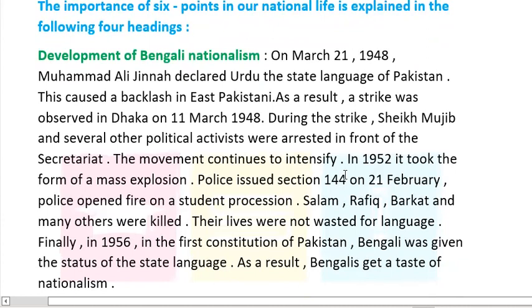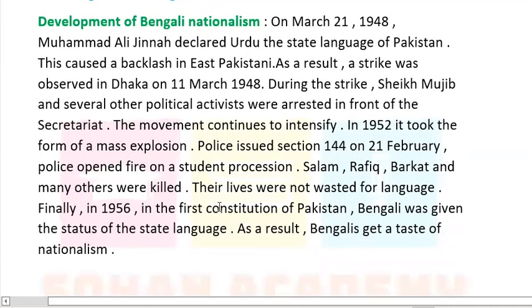Police issued Section 144 on 21st February. Police opened fire on a student procession. Salam, Rafiq, Barkat, and many others were killed. Their lives were not wasted, for language. Finally, in 1956, in the first constitution of Pakistan, Bengali was given the status of the state language. As a result, Bengalis got a taste of nationalism.